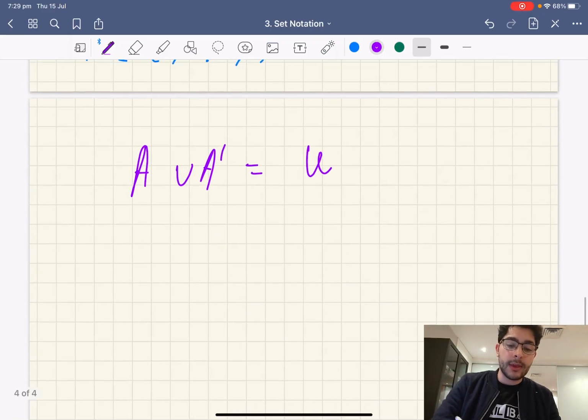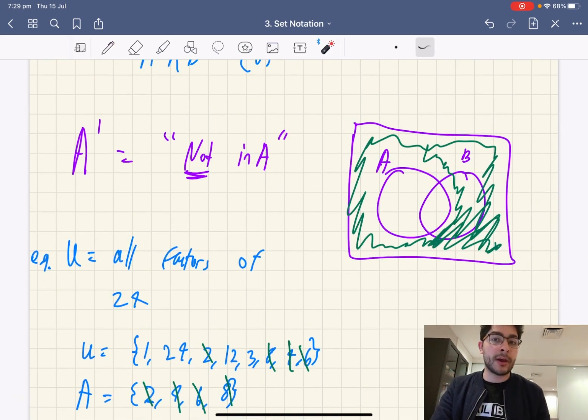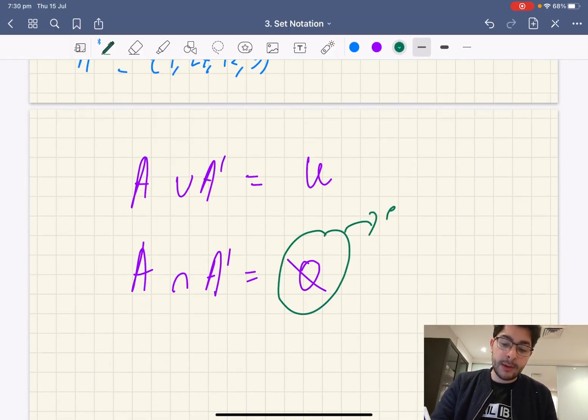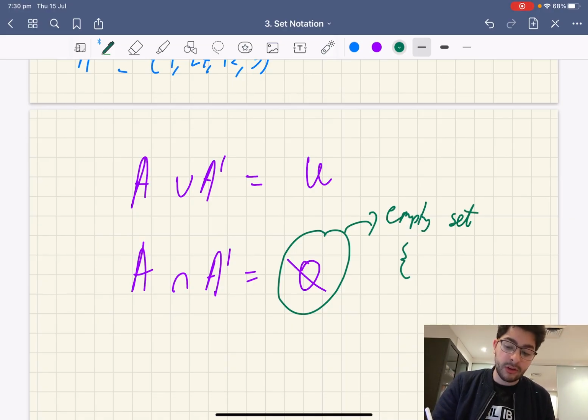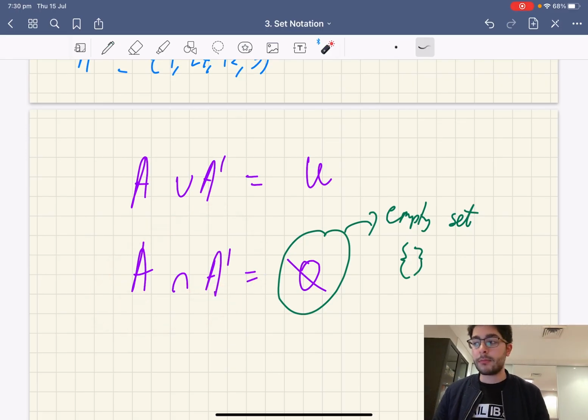Another one is the intersection between A and not A. If we think about it, we can't have a thing that is both in A and not in A at the same time, so the intersection is going to equal this. This over here is known as the empty set, which is like the set version of 0. It's a set with absolutely nothing inside it, so it means there's nothing that can be both in A and not in A at the exact same time.